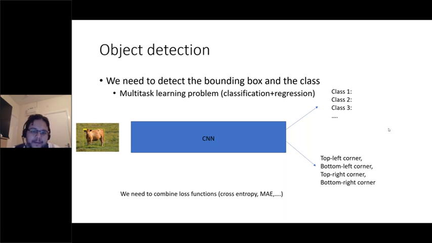Do you agree with me? We need to do both. Detect what the class is. So each neuron will have how many outputs? Each neuron has only one output.